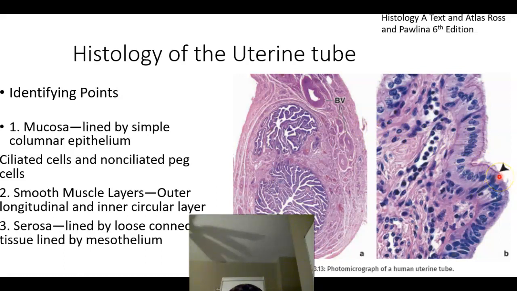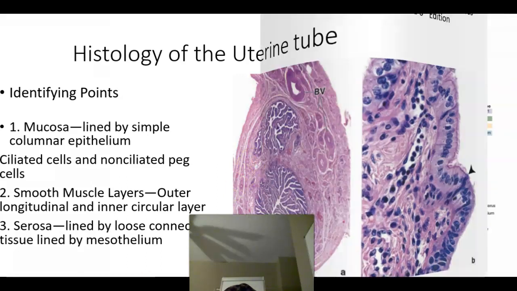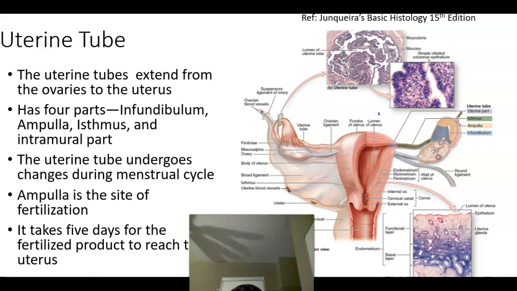So we have the lining, tall columnar epithelium with cilia. Some of the cells have no cilia; those are called PEG cells. And we have the lining epithelium supported by the lamina propria, which is also a loose connective tissue. It is vascular, and it also contains lymphatics and nerves. Then we get the muscular layer: the circular muscle layer supported by the longitudinal muscle layer. We got the parts of the uterine tube, also called oviduct, salpinx, or fallopian tube.